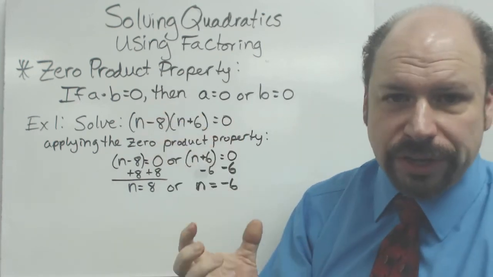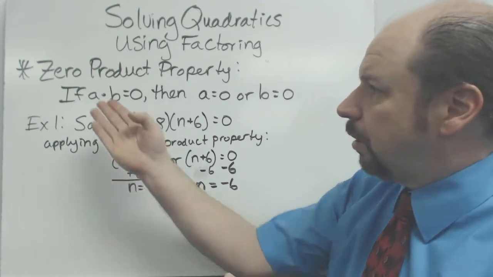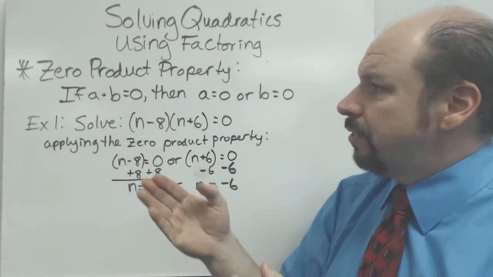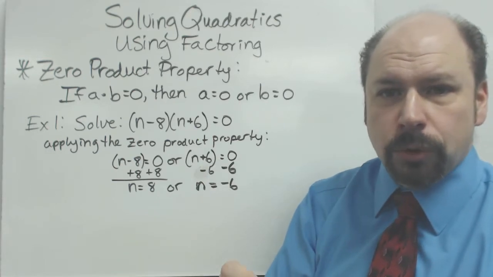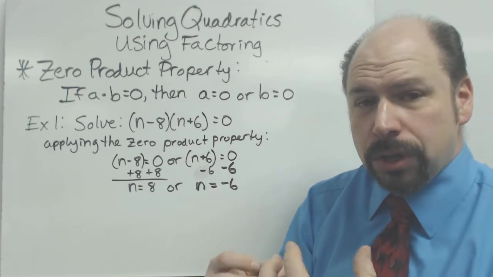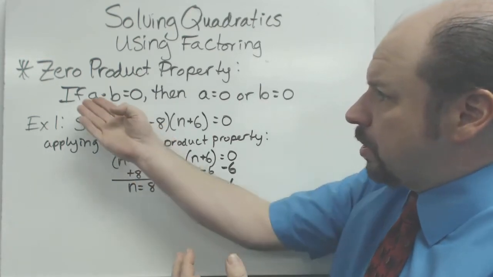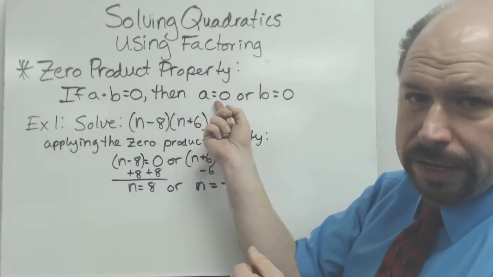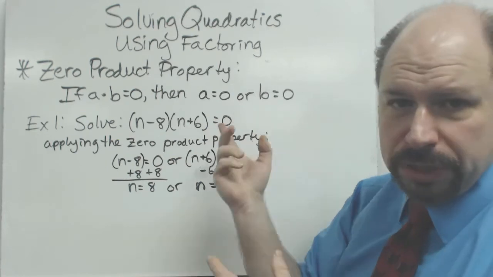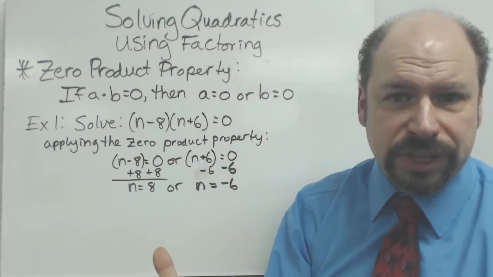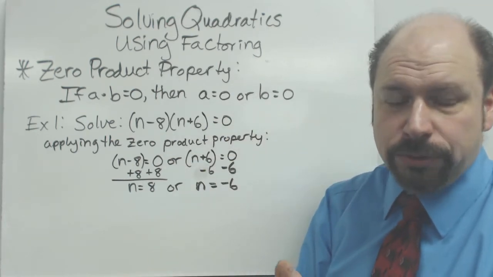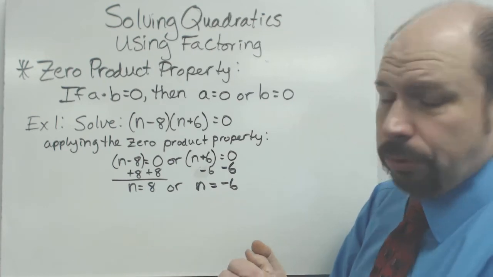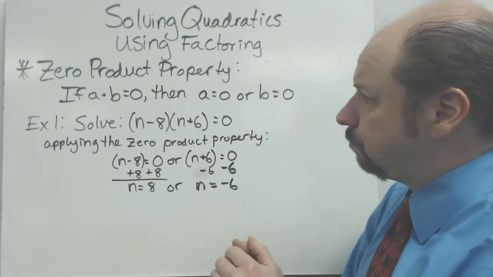So first of all, to get the understanding of that, we're going to talk about the zero product property. The zero product property says that if we have two numbers that are multiplied together that equal zero, one of them has to be zero. So if a times b equals zero, then either a equals zero or b equals zero. In order to get an answer of zero when you're multiplying two things, one of the things you're multiplying has to be zero. There's just no other way to get zero for an answer.